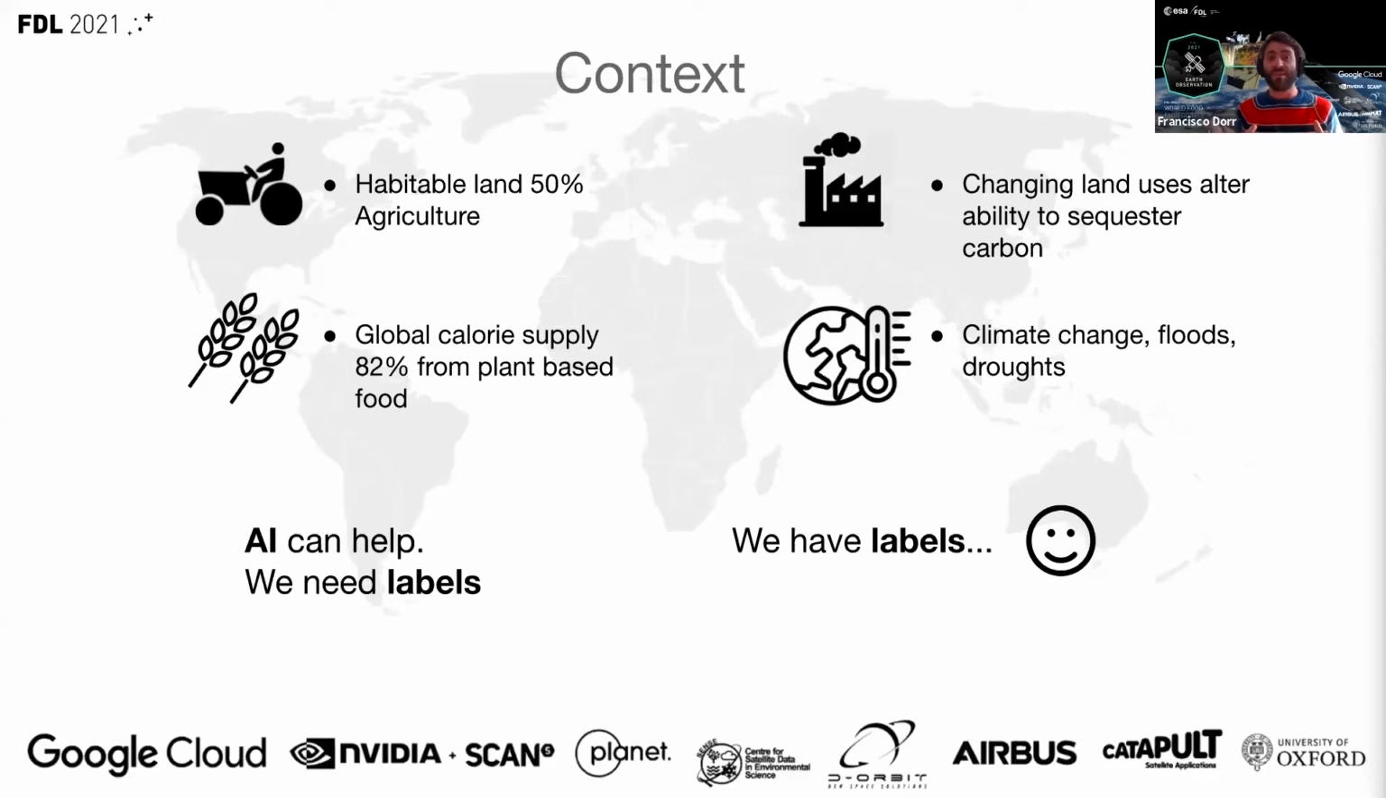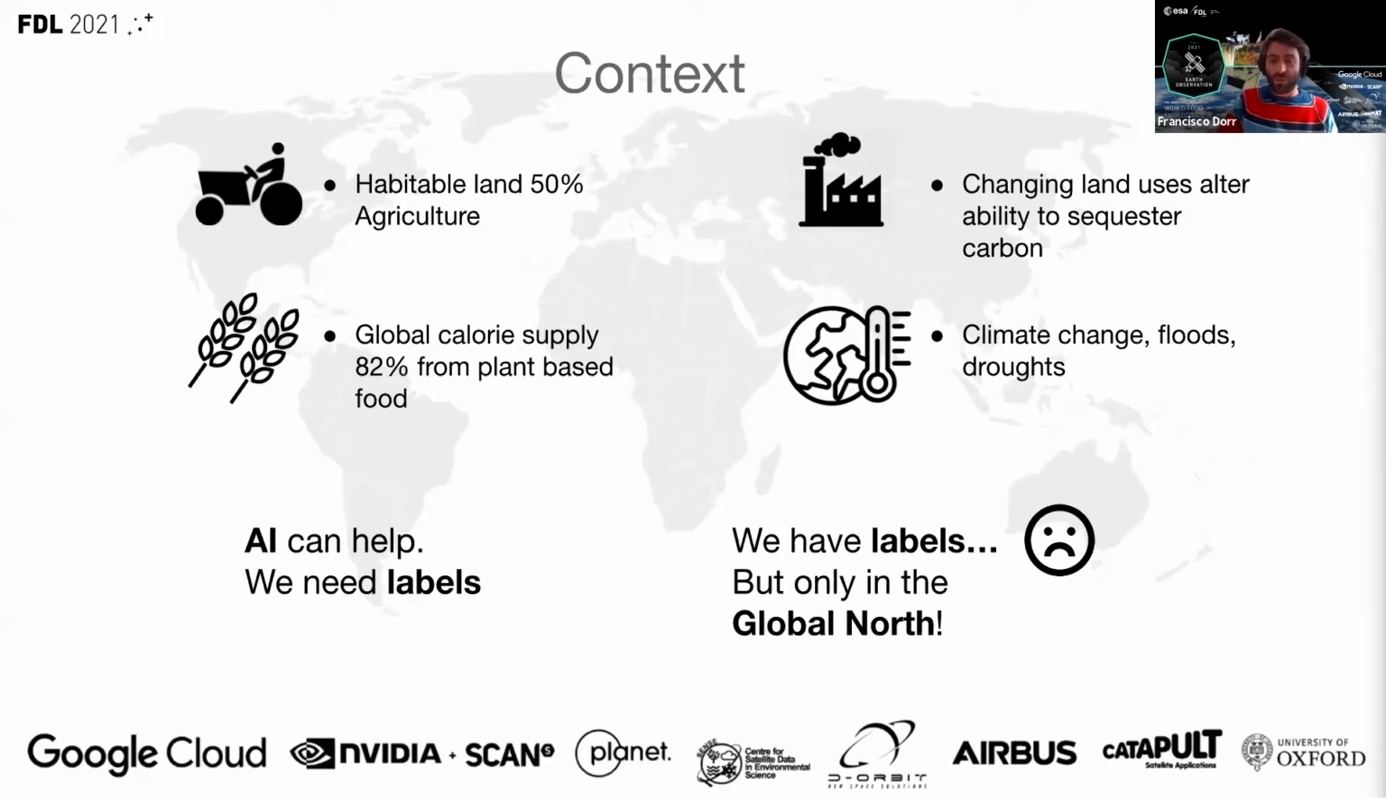So how can artificial intelligence help to address these problems? Well, we can create a map of the world by studying the crops from satellite imagery, but we need labels for that. For example, we need to know where the crops are, if there is maize or wheat, or if there is a crop or there is not a crop. And we have labels, but those labels are only in the global north. And we want to go to a global scale. We want to use models that can work at a global scale.